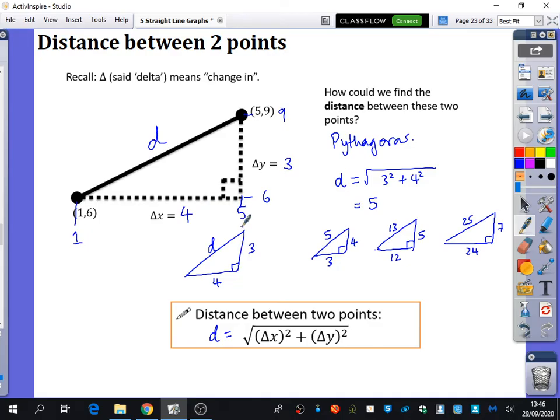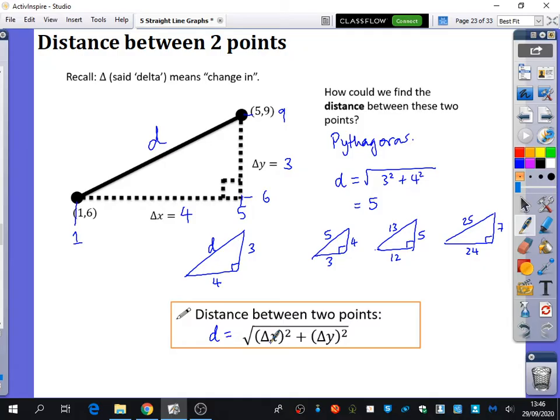Not really, not to the final answer. Because if you did 1 minus 5, you would have got negative 4. And why won't that matter for the final answer? Because it gets squared, okay? And if you square a negative, you're still going to get the same answer.